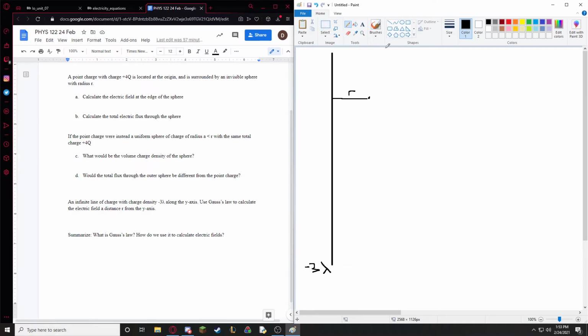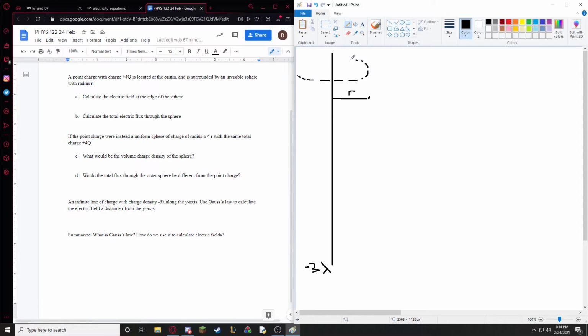So we're going to draw a cylinder. What is our cylinder going to look like relative to our line of charge? The point will be on the surface of the side of the cylinder. So the line of charge is going to be straight up the middle? It'll be straight out the middle, yeah. Yep, exactly. So we're going to have our Gaussian surface, our cylinder.